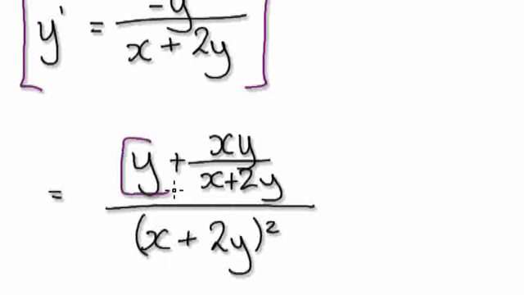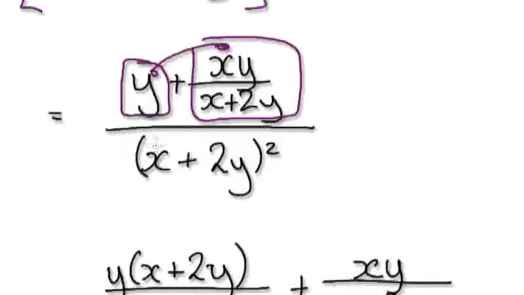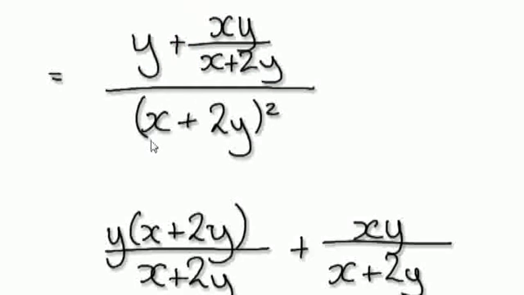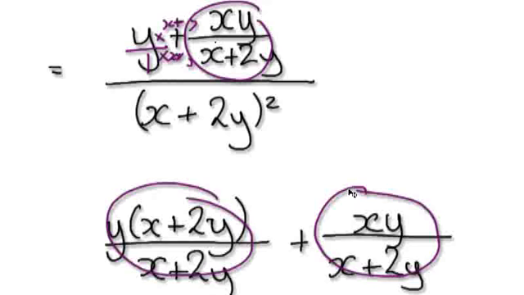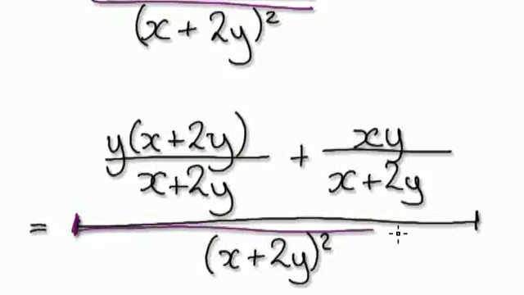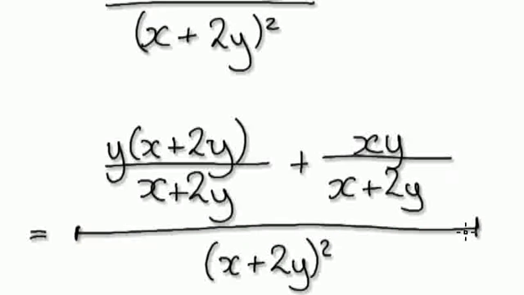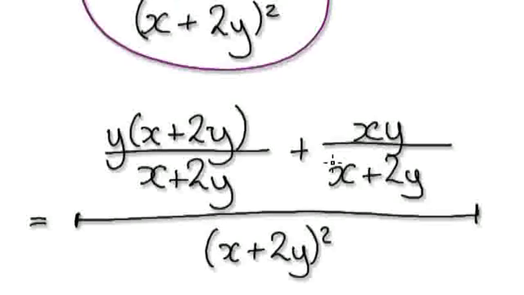Okay. So now we want to merge these two together. So visualize the y as y over 1 times top and bottom by x plus 2y, and then that will give you this. And then this bit here stays the same. And then we've got a divide here, which is this divide here. Okay, and then pretty much the whole thing here becomes this.